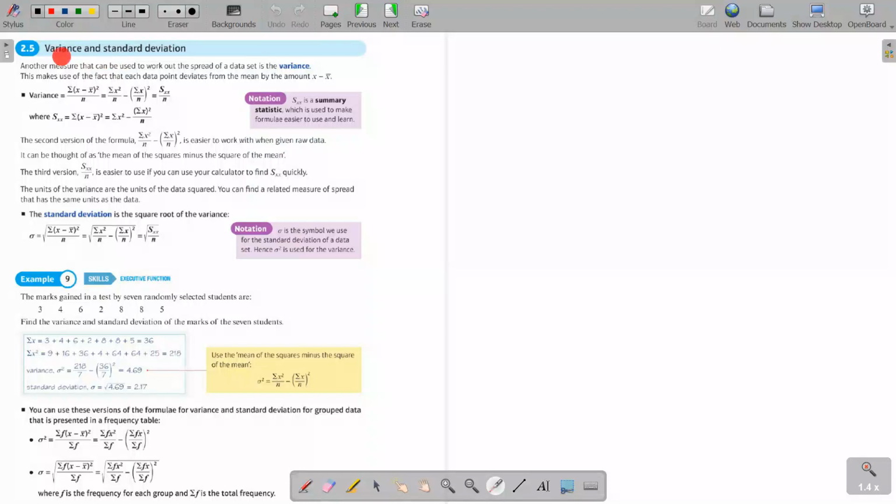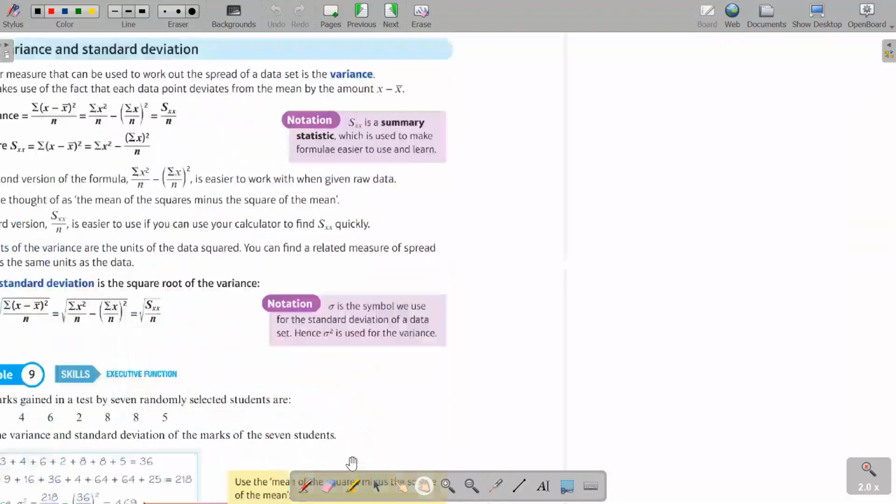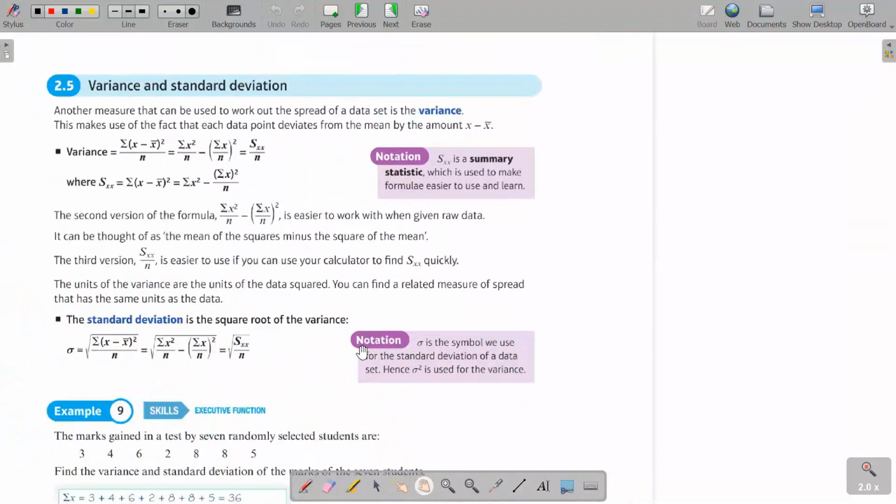Okay, so now we'll move to the next section of this lesson 2.5. We are going to discuss the variance and standard deviation. First, we are going to talk about how to find the variance. So what is the variance? What do we mean by the variance?